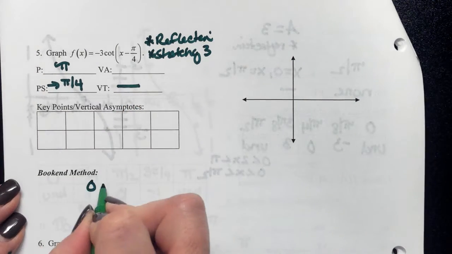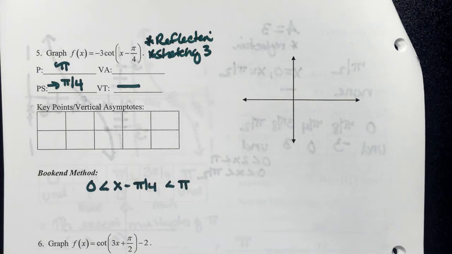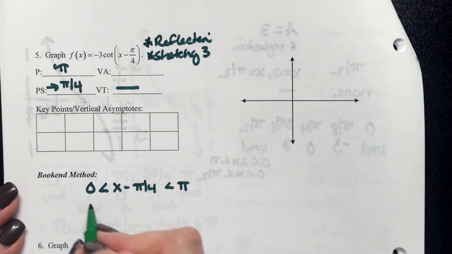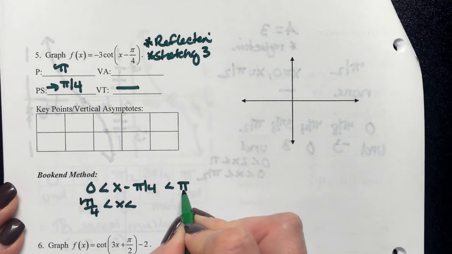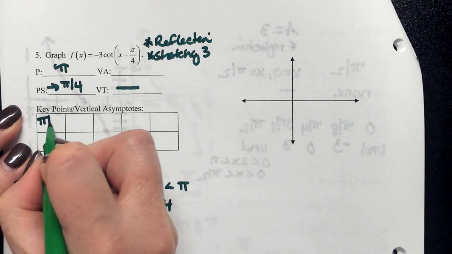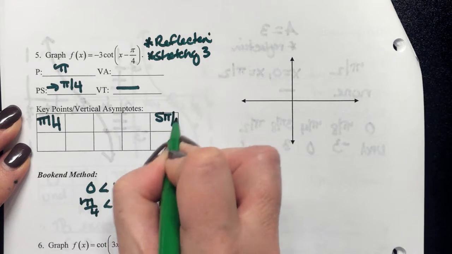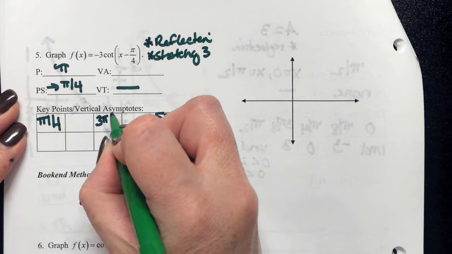So again, I can use my bookend method, 0 less than x minus pi over 4 less than pi. Remember, for the inequality for cotangent, you're going 0 to pi. So how do I solve this inequality? I'm going to do what? Add pi over 4. What is pi plus pi over 4? 5 pi over 4. So the question is, what's the midpoint between pi over 4 and 5 pi over 4? 3 pi over 4.